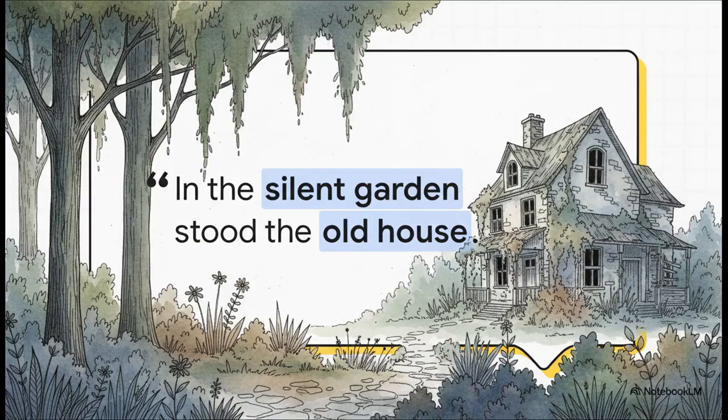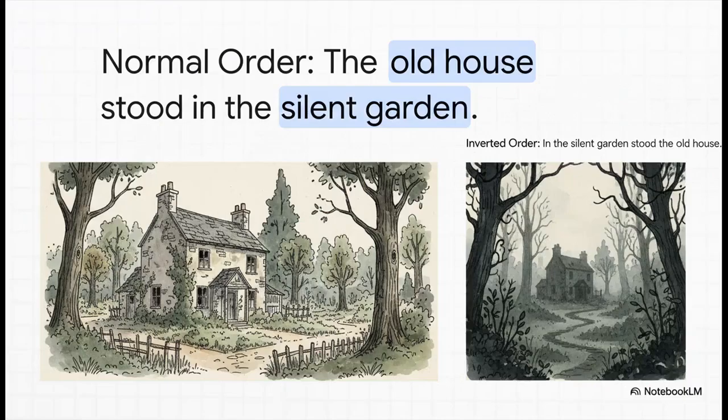Let's try another one. In the silent garden stood the old house. See how this one starts with that long phrase, in the silent garden? That's a big clue from our toolkit. That's step 4, an unusual beginning that shoves the real subject to the end. The normal sentence is just, the old house stood in the silent garden. But by inverting it, the writer makes us wait. We get the setting first, this creepy, silent garden, which builds up the atmosphere before we even know what we're looking at. It feels way more cinematic that way.